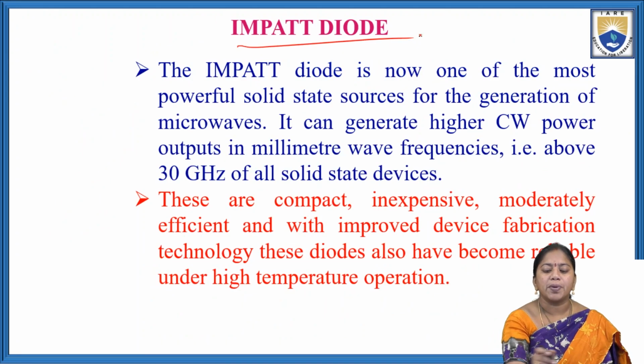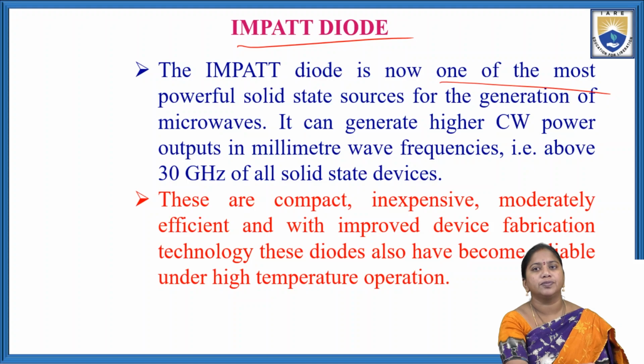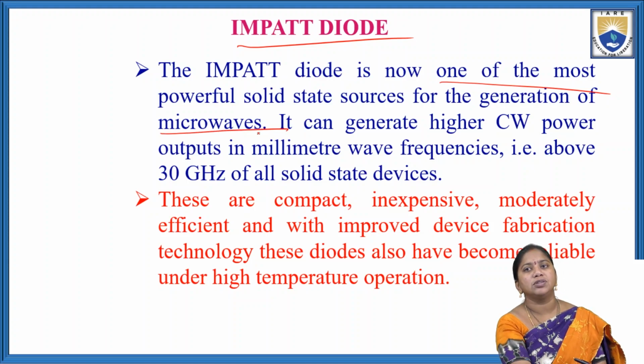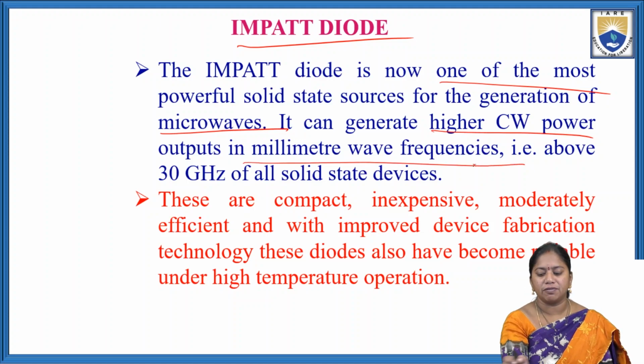First one is the impact diode. The impact diode is now one of the most powerful solid state sources for the generation of microwaves. It can generate higher CW power. CW power means continuous wave power outputs in millimeter wave frequencies, that is above 30 GHz, for all solid state devices.